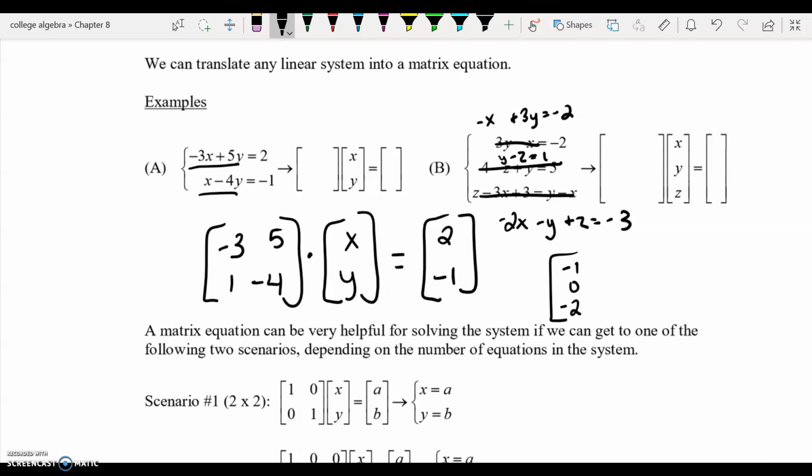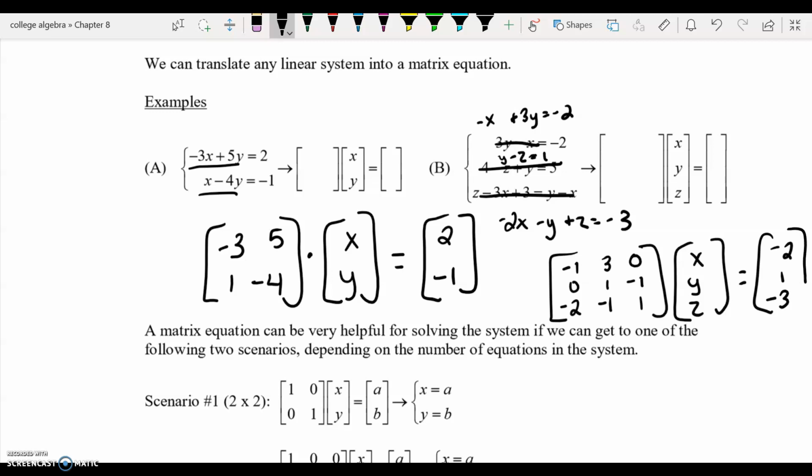My y's would be 3, 1, -1. There is no z in the top equation, so I put a 0, -1, 1, times xyz equals -2, 1, -3. So that's how you'd write it.